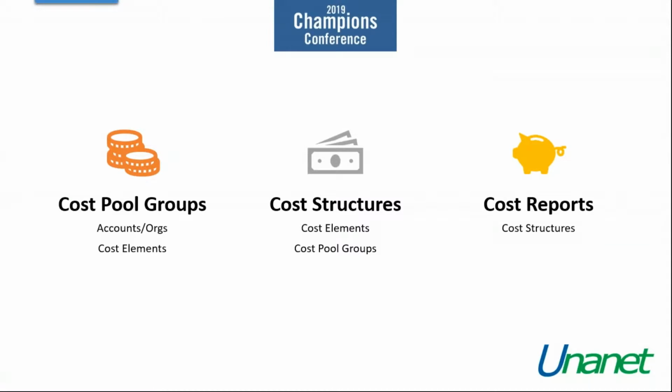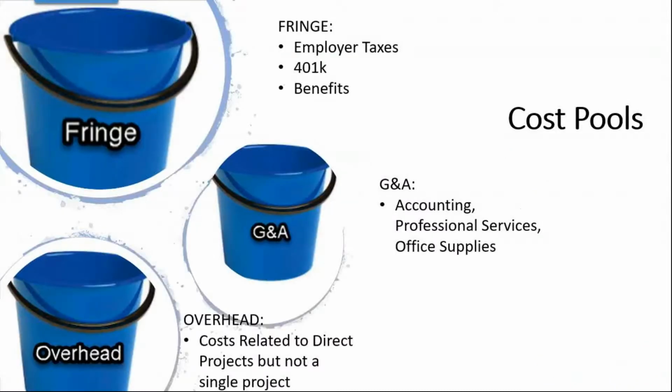In Uninet, we have project cost accounting set up, and so they all play together. So in order to set up cost pools, we need to have our accounts and org set up as well as our cost elements. Our cost structures also require our cost elements and our cost pool groups to be set up. And then our cost reports need our cost structures to be set up as well. So we will walk through each of those steps in our demo after my slides.